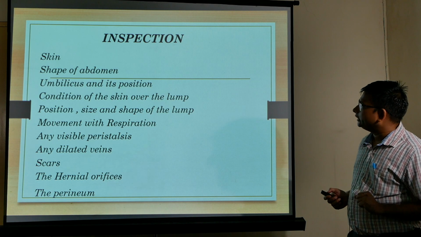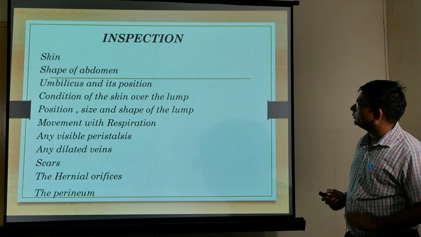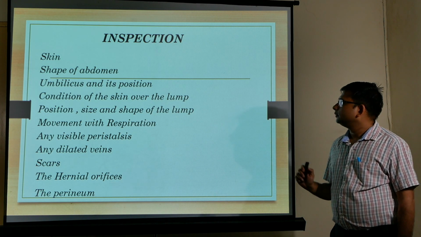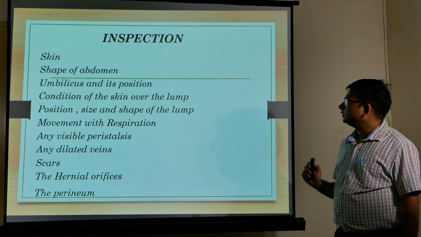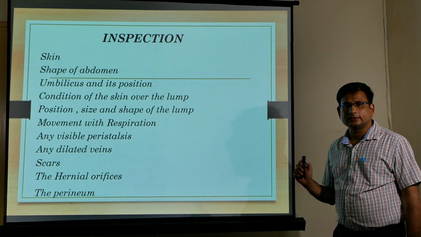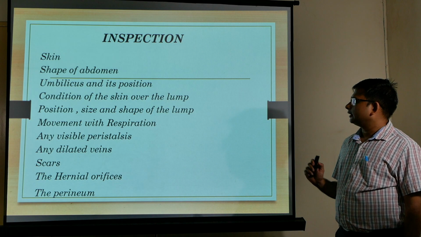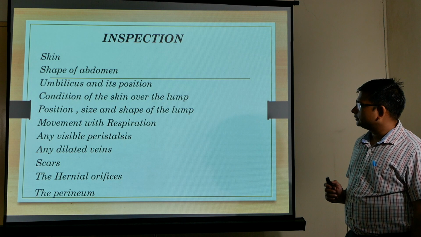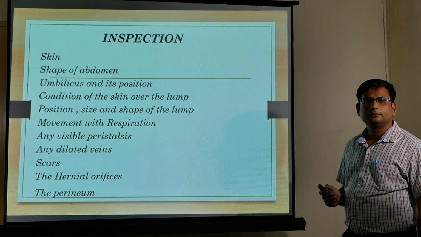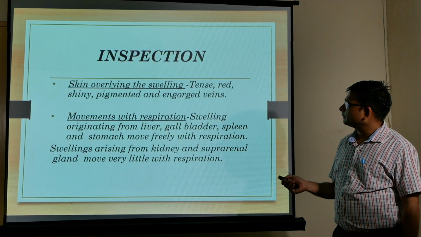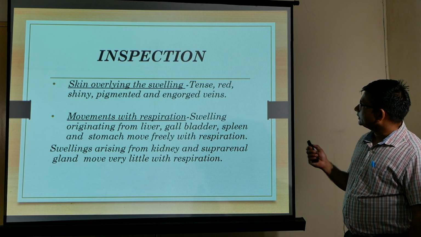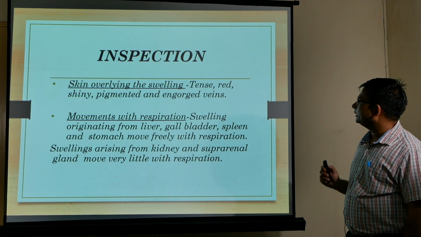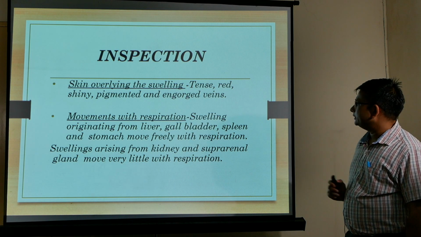Then on inspection we will inspect the skin, shape of the abdomen, umbilicus and its position, condition of the skin over the lump, position, size and shape of the lump, movement with respiration, is there any visible peristalsis, are there any dilated veins present on the abdomen, any scar mark, the hernial orifices and the perineum. Skin over the swelling can be tense, red, shiny, pigmented and may have engorged veins.